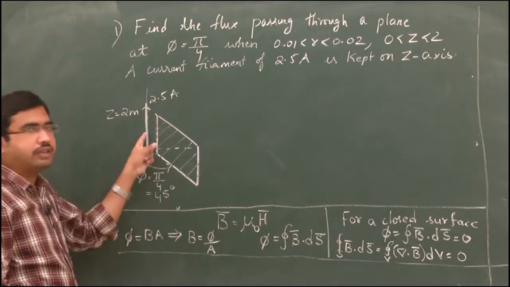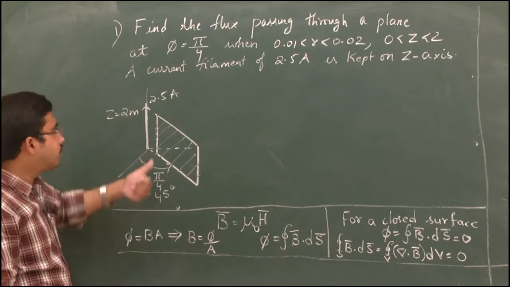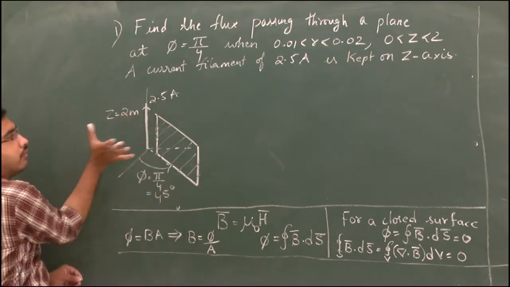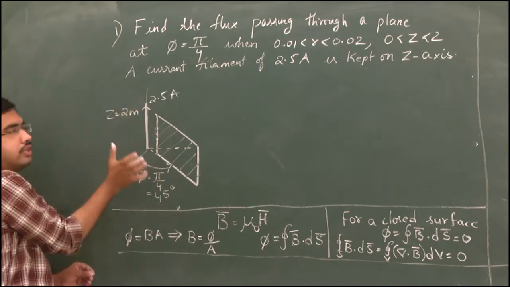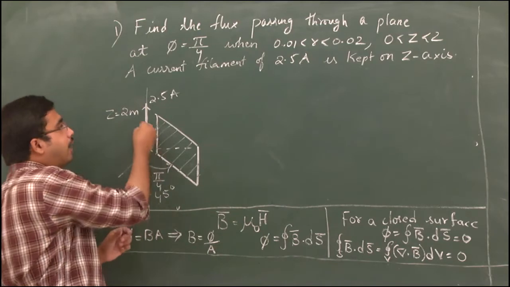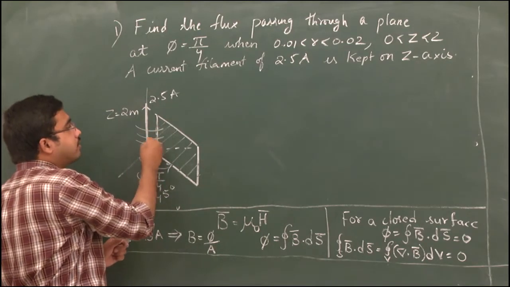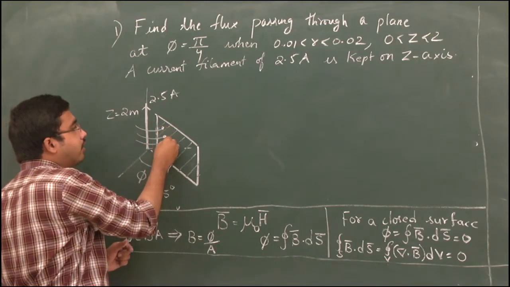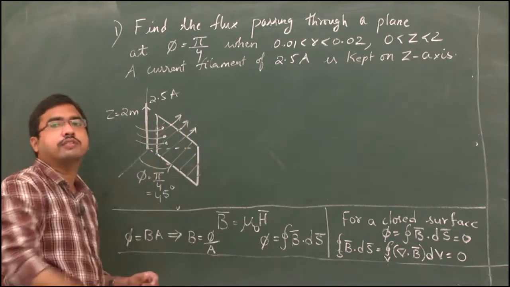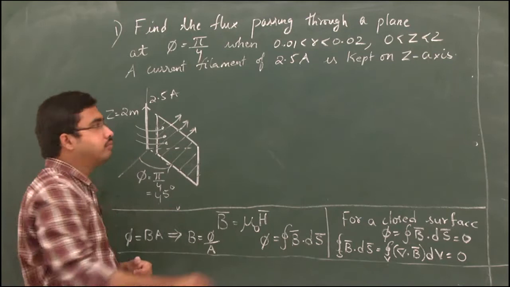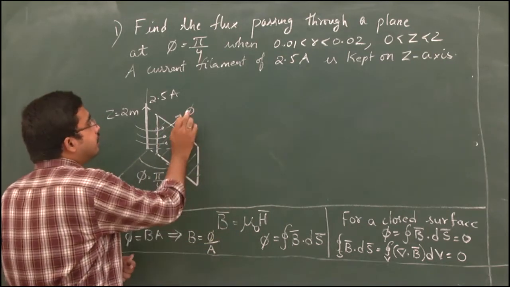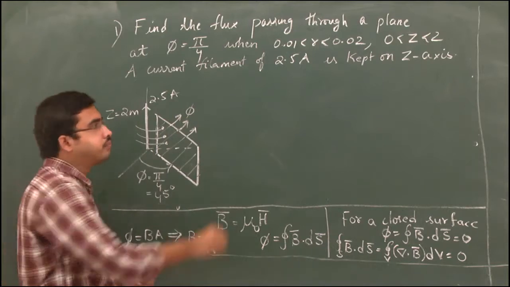Wherever there is an electric current, there will be a magnetic field also. So when your current is flowing like this, according to the right hand thumb rule, flux lines will be passing around this conductor. While passing, some amount of flux will be passing through this plane also. And they are asking how much amount of flux is passing through this plane. That flux phi they are asking.